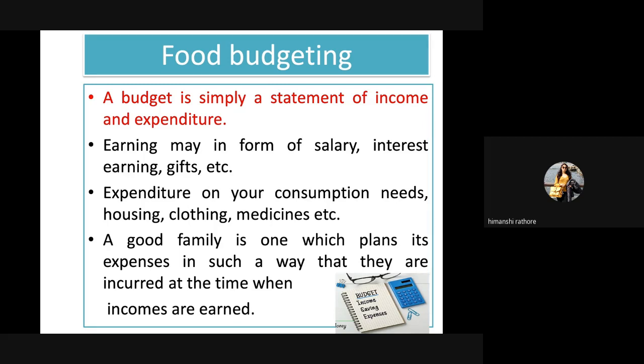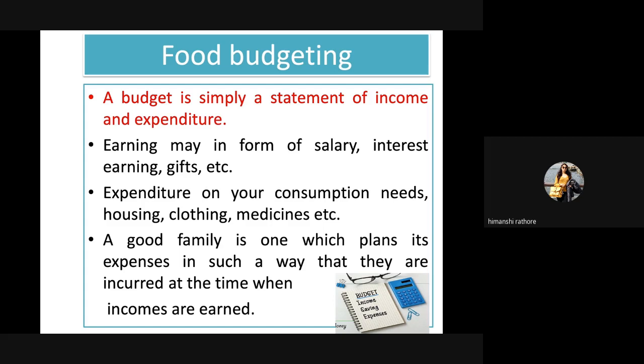If the children are there, then they have to go to school, so school fees, tuition fees, everything, they all come under the expenditure. So a good family is one which plans its expenses in such a way that they are incurred at a time when income is earned.